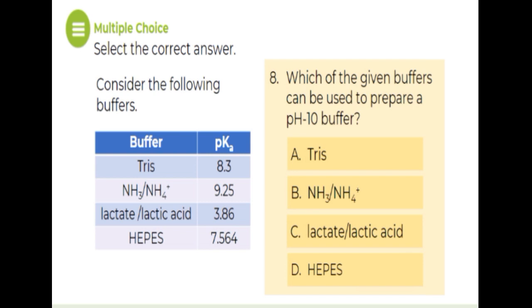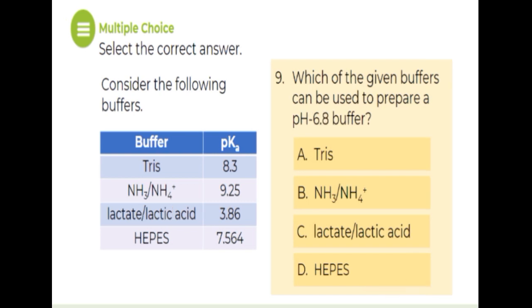Consider the following buffers. Number 8. Which of the given buffers can be used to prepare a pH 10 buffer? A, B, C, or letter D? Consider the following buffers. Number 9. Which of the given buffers can be used to prepare a pH of negative 6.8 buffer? Letter A, letter B, letter C, or letter D?